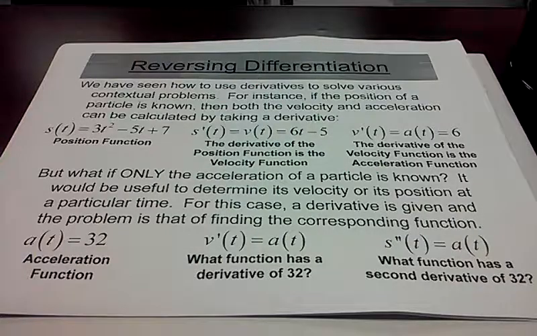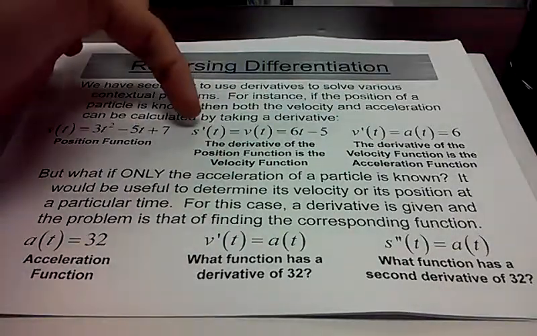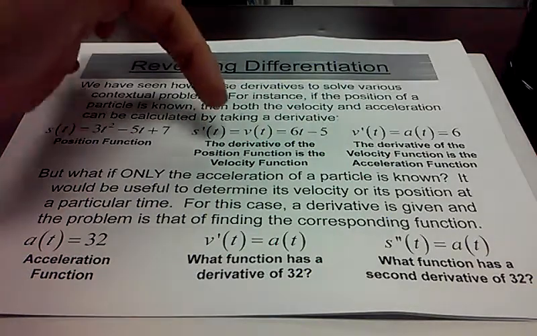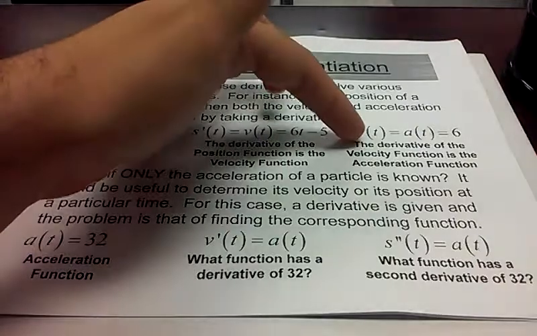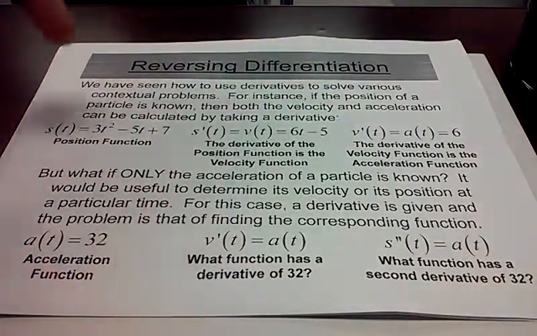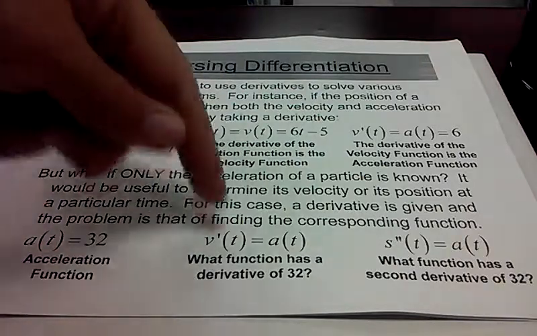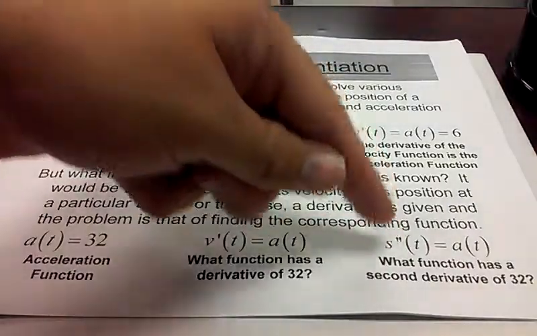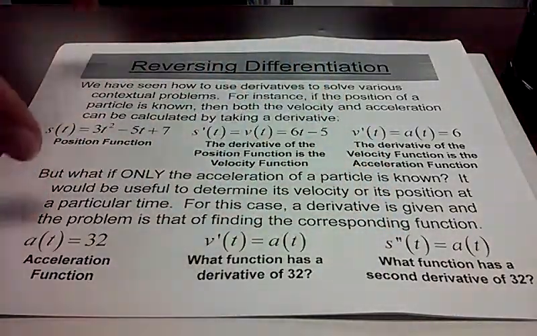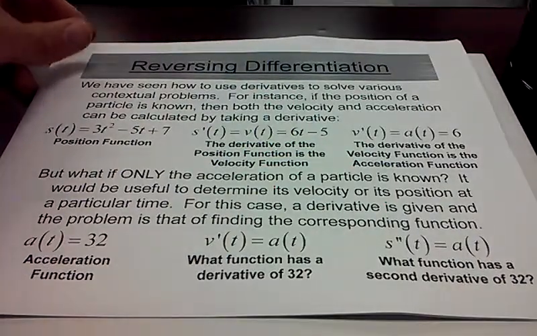All right, so let's do a quick review. Remember, whenever you have a position function, if you take the derivative of the position function, that gives you the velocity function. If you take the derivative of the velocity function, then you have the acceleration function. Well, what if we went backwards? What if I gave you the acceleration function? Well, obviously, you'd have to have a reverse operation to get the velocity and a reverse operation to get the position. So in other words, what is the reverse operation of differentiation? Well, the answer to that would be finding the antiderivative.